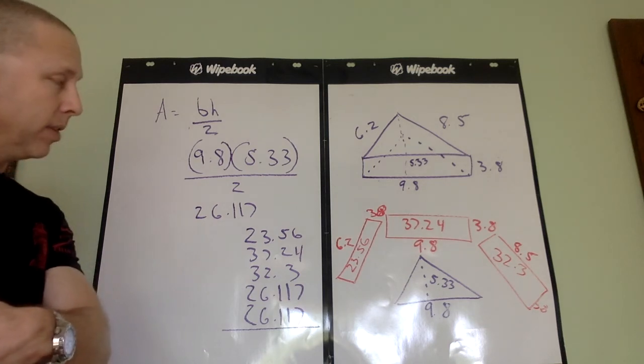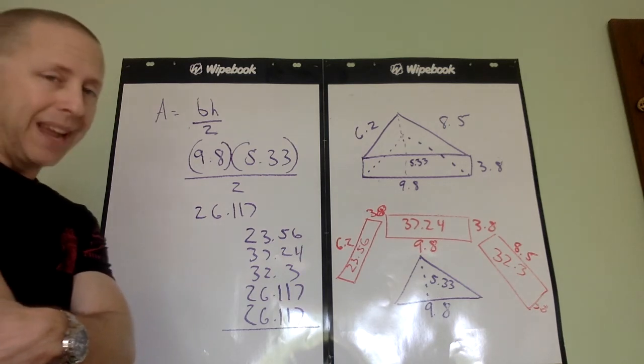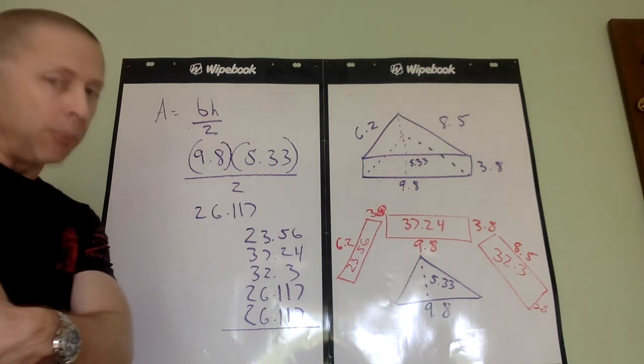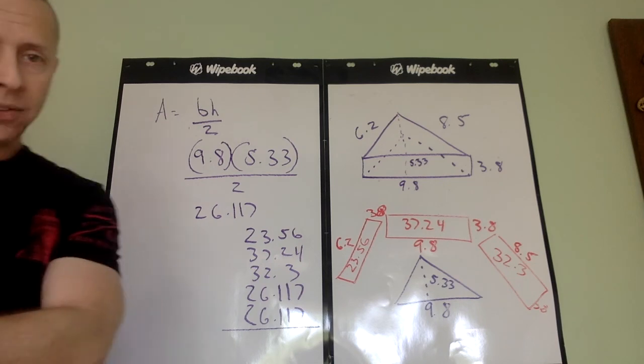For right now, this is Reteaching 8-9B. There's only 6 problems on it. If you have any questions, as always, email me.